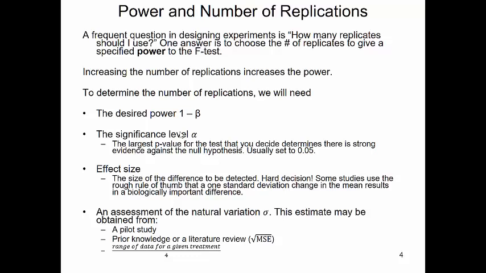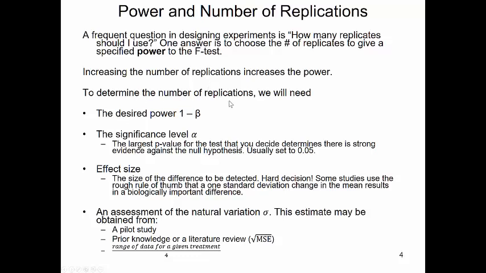So here, since we're talking about completely randomized designs, this is a one-way ANOVA sample size calculation, and you can think of our sample sizes in one-way ANOVA as replicates. So again, a frequent question is how many replicates should I use? And we can do that using power. So it turns out that increasing the number of replications, which is increasing your sample size, increases your power.